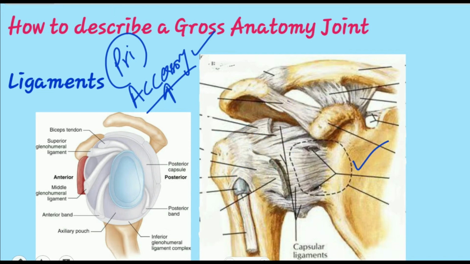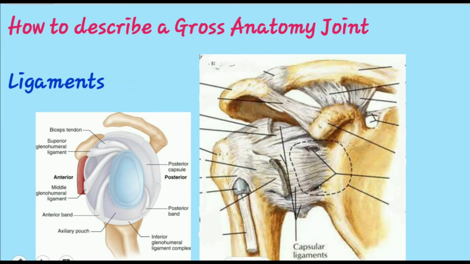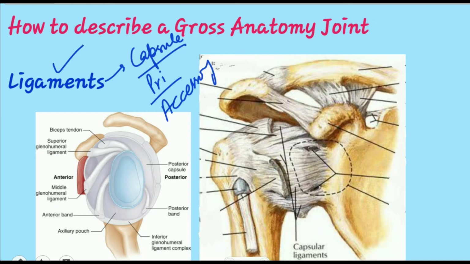joint. Another accessory ligament of the shoulder joint is present here. We can see this is the ligament starting from the coracoid process to the humerus bone. This is the coracohumeral ligament. This coracohumeral ligament is also an accessory ligament of the shoulder joint. Now I will repeat, whenever you are asked about a ligament in your short essay question, you will first write down the capsule, which is a primary ligament, then you will mention the other primary ligament, and then you will mention the accessory ligament of that joint.